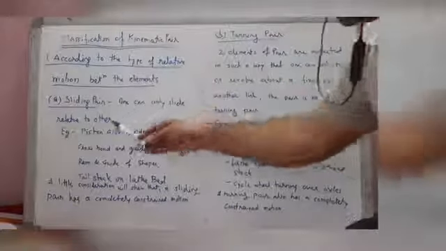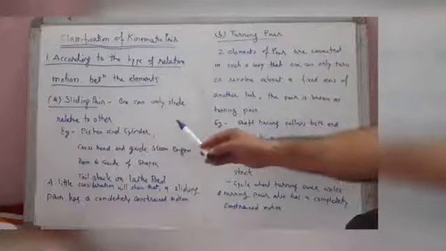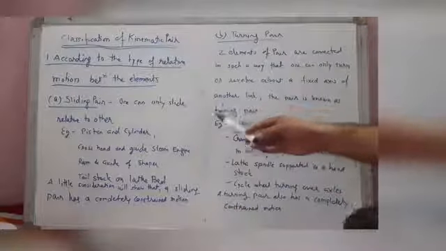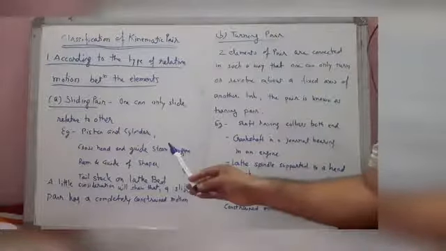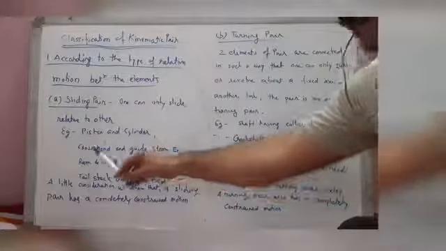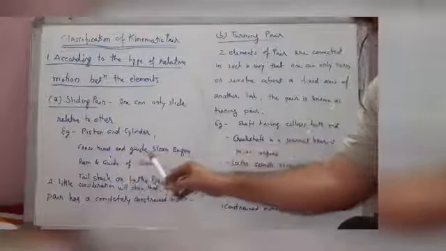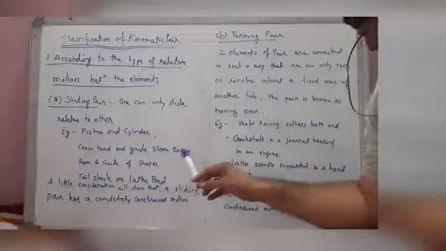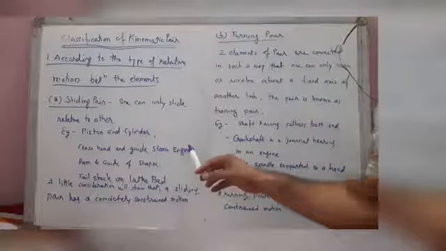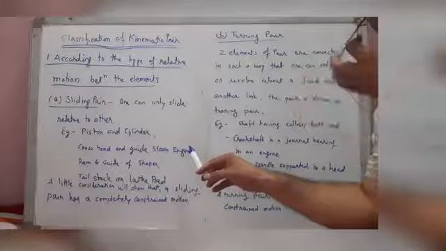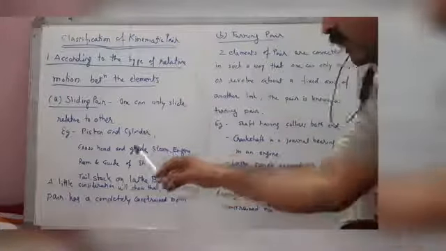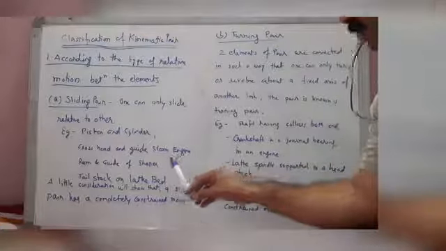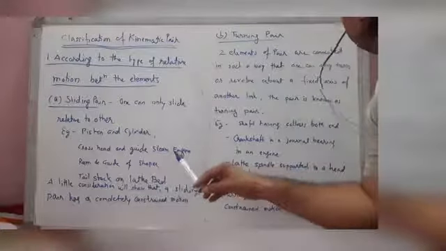The examples are piston and cylinder, which we have discussed earlier. You must have seen the piston and cylinder element. Crosshead and guide of a steam engine: we have earlier shown the example of the steam engine diagram. There, the crosshead and guide of the steam engine. Then ram and guide of a shaper.